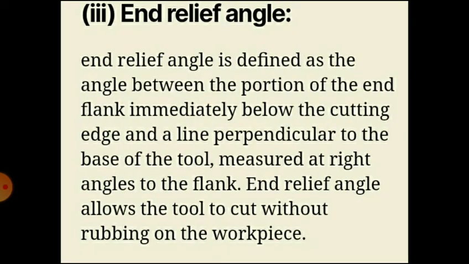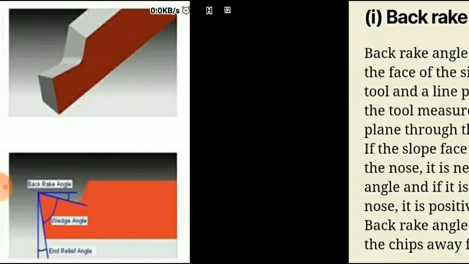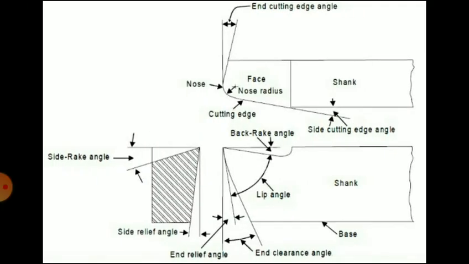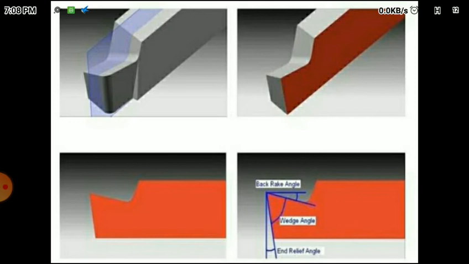Then next is the end relief angle. You can see the end relief angle in this diagram, or in this diagram in the front view. The end relief angle is the angle between the portion of the end flank below the end cutting edge and a line perpendicular to the base of the tool, measured at right angle to the end flank. So that is the end relief angle, as shown here.